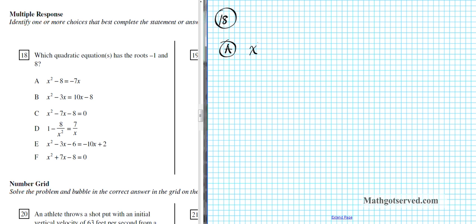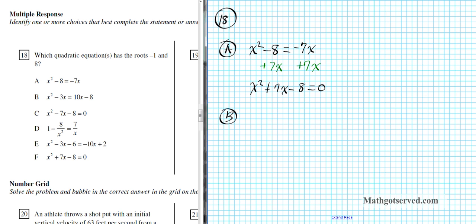Okay, so we have x squared minus 8 equals negative 7x for option A. To place this in standard form, we'll add 7x to both sides. So the equation is going to be x squared plus 7x minus 8 equals 0.